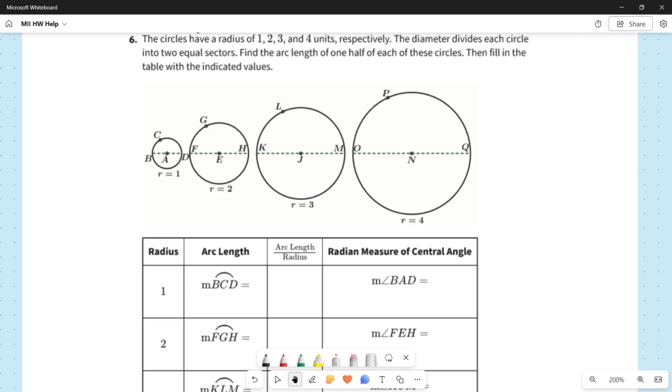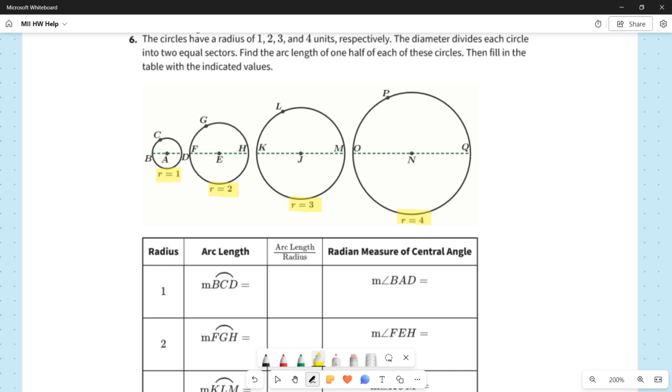Question 6. The circles have a radius of 1, 2, 3, and 4 units respectively. You can also see that that's labeled down here. R equals 1, R equals 2, R equals 3, R equals 4. The diameter divides each circle into 2 equal sectors. Well, we knew that already, but I guess it's nice that they remind us. I guess what they're really doing here is they're saying that the green dotted line is a diameter, which is useful to know.